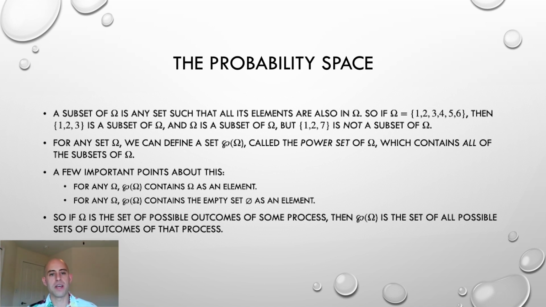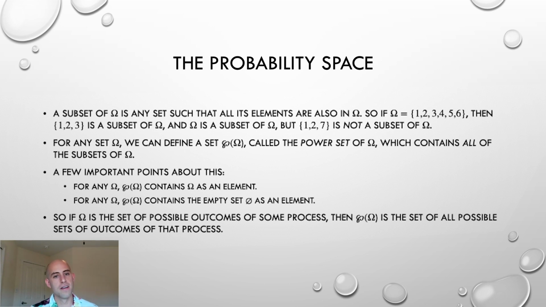For any set omega, we can define its power set. And we'll denote the power set using this curly P and then the parentheses around the set omega, and we'll call that the power set of omega. And that is a set containing all of the subsets of omega, right? There are a few important points to note about the power set of any set, right? So for any omega, any set, the power set of omega contains omega as an element, right? Because any set is a subset of itself. And so any set omega is going to be an element of the power set of omega, because of course the power set is just the set of all subsets of omega.